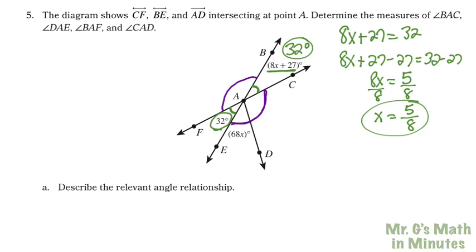We're going to look at angle DAE. Angle DAE is here. They give us an equation. It says 68x. We just found that x was equal to 5/8. So we're multiplying 68 times 5/8. And 68 times 5 gives us 340. And then obviously 1 times 8 gives us 8.